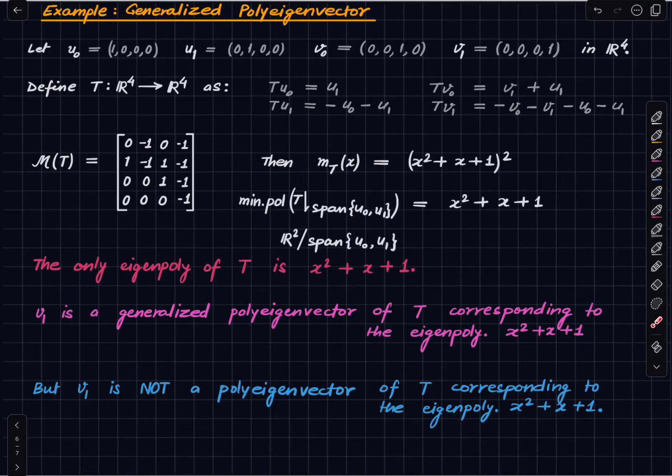So I just wanted to illustrate a genuine example of a generalized Polyeigenvector, which is not a Polyeigenvector. Every Polyeigenvector is a generalized Polyeigenvector, trivially, but I just wanted to give an example where the distinction is clear. And this is a fairly rich example. Usually the examples we see is just rotation in R2, etc. But I wanted to give a rich example, and this is one good example.